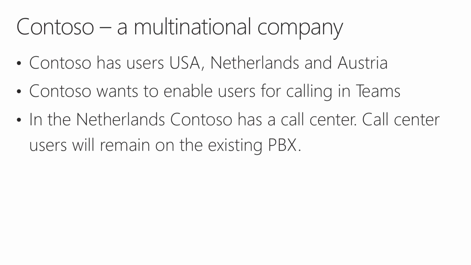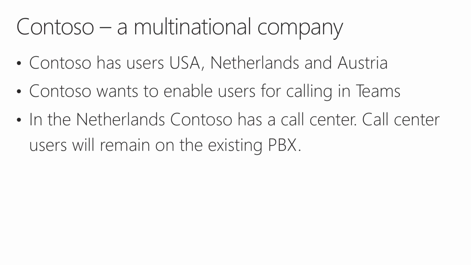Let's take a look at the customer example, how they are going to use direct routing and combining it with the Microsoft phone system. So in the example, Contoso is a multinational company and they have users in the USA, in the Netherlands and in Austria. Contoso is absolutely sold on the value of Teams and they want to make it the calling endpoint for the users. They want to get rid of all their old telephones, well, as much as possible at least, and enable users to send and receive their phone calls from the Teams clients. Additionally, in the Netherlands, Contoso has a call center. The call center users will, at least for the time being, remain on the existing PBX.